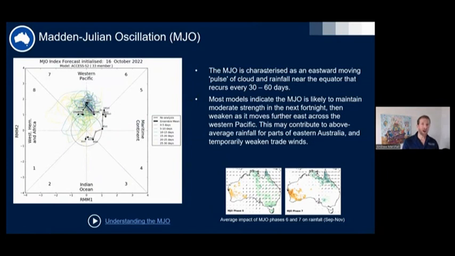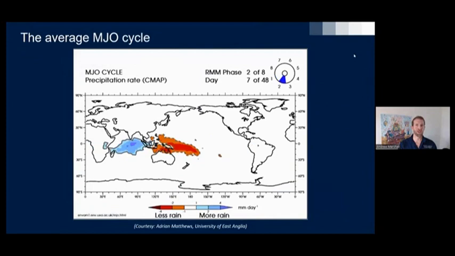is a much shorter timescale driver compared to ENSO and the IOD. So the MJO is characterized typically as an eastward moving pulse of cloud and rainfall near the equator, and it reoccurs about every month to 2 months. So what I'll do is quickly flick to the next slide and then come back to this one. So this is a little animation that I'd like to show. It just demonstrates the average cycle of the MJO.